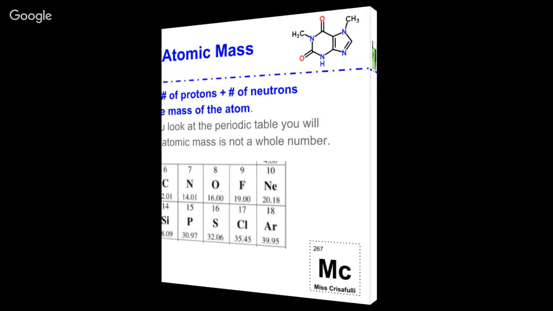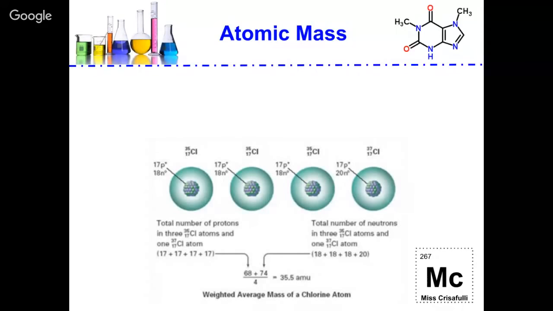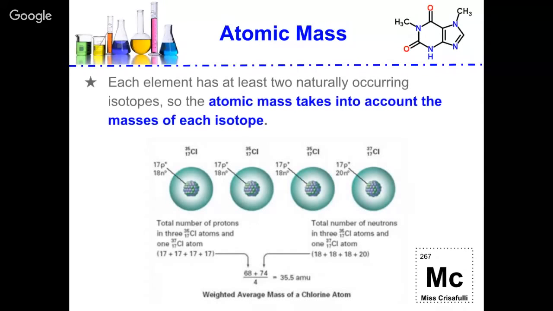This leads us to what we know as atomic mass. Atomic mass is when we take into account the masses of each isotope. So each element that has a decimal point for its mass on the periodic table has at least 2 naturally occurring isotopes.